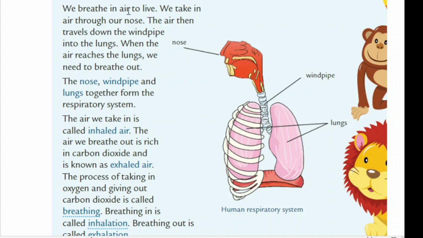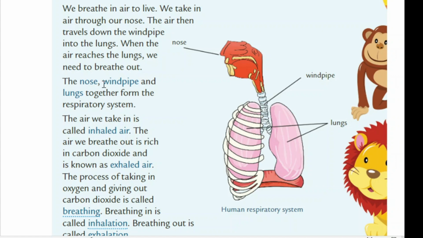So we breathe in air to live. We know that we cannot stop respiration. We never stop breathing. Even if we are sleeping, working, studying, or playing, whatever we are doing, even while eating, we continuously breathe. We take in air through our nose. The air then travels through the windpipe into the lung like this. From this windpipe, the air goes into the lungs. When the air reaches the lungs, we need to breathe out.